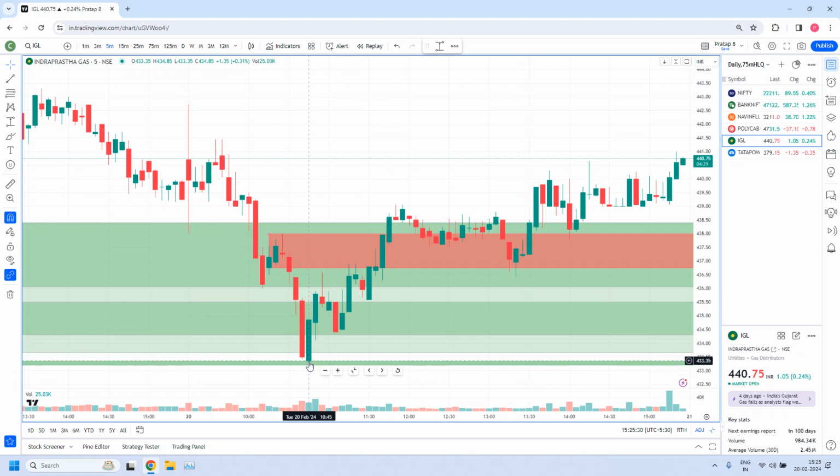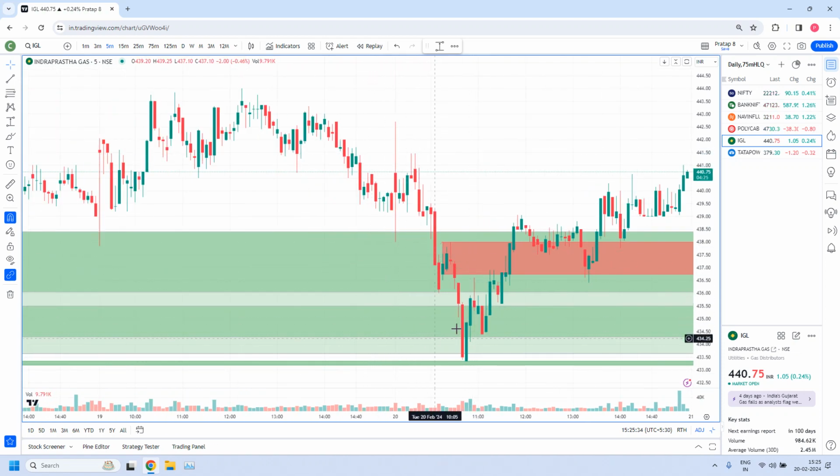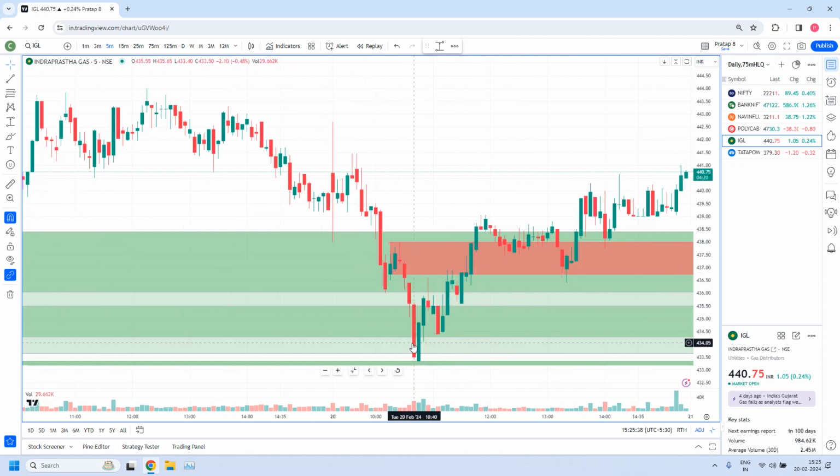And when the prices got support, not only these 15 minute zones are violated, even this entire 75 minute zone is also violated here.